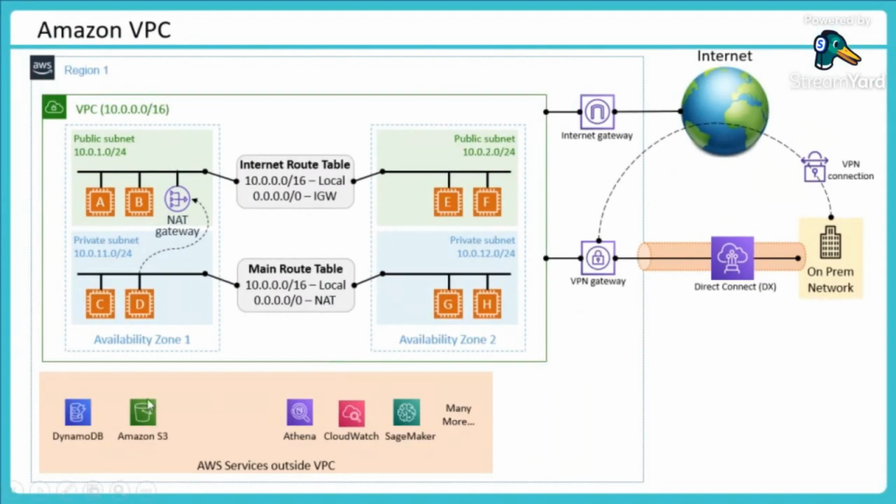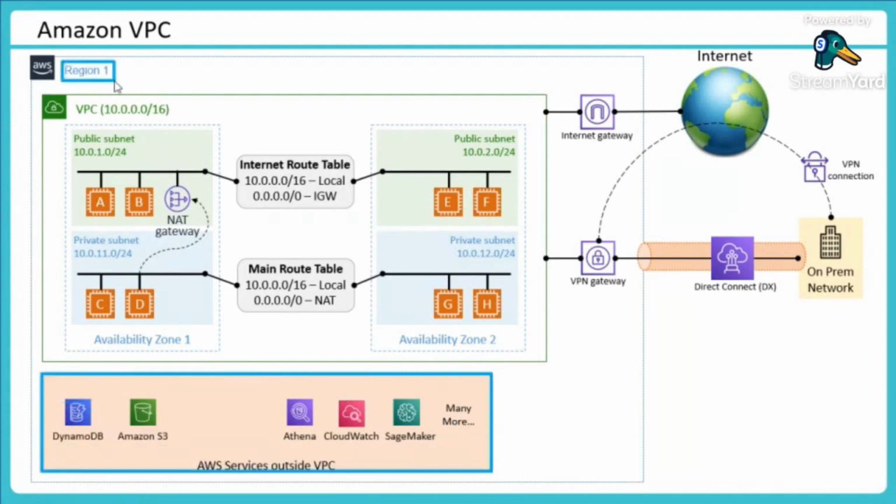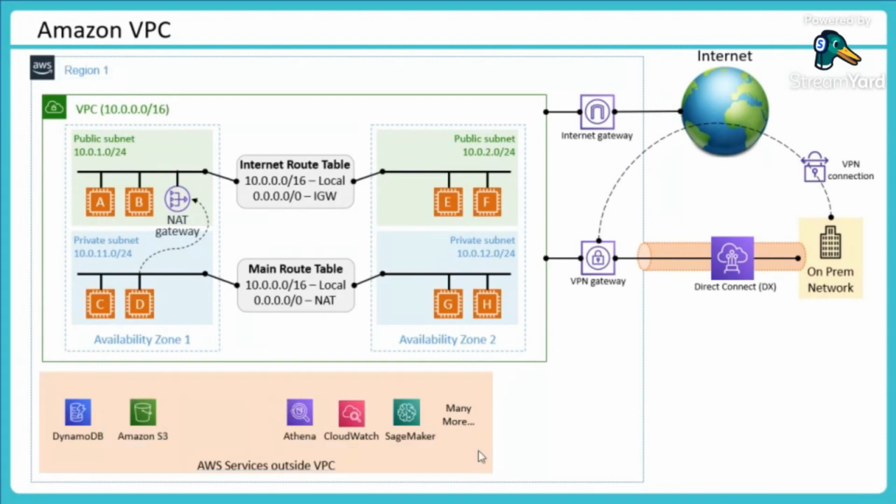If you see here, services which are within the VPC are limited. They are EC2, then services like RDS, then the load balancer, but there are a lot of services which are outside of my VPC. See, they are still within the region, but they're outside. So services like Amazon S3, Athena, CloudWatch, SageMaker, and many more, they all are outside of the VPC.